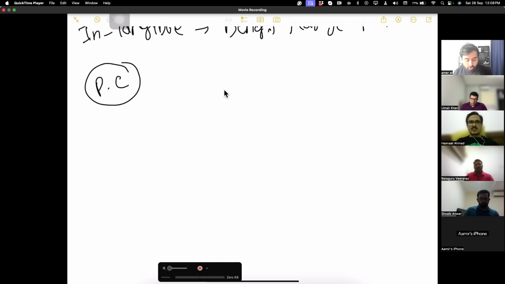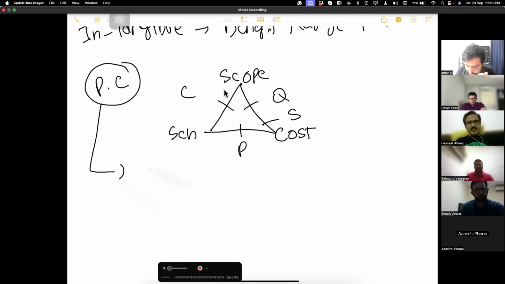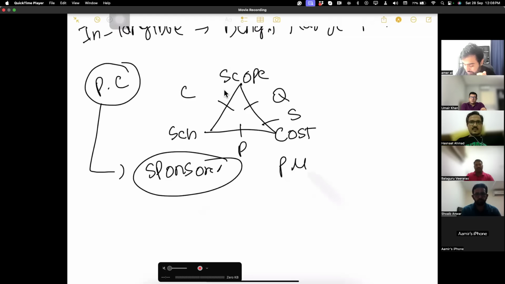Project charter consists of basically high level values of all those things. What is the scope of the project? What is the schedule time in the project? What is the cost of the project? How are we going to measure quality? How are we going to measure procurement, customer satisfaction, stakeholders? Everything is mentioned at a high level in the project charter. It is approved by the sponsor, and now the project manager gets the designation.